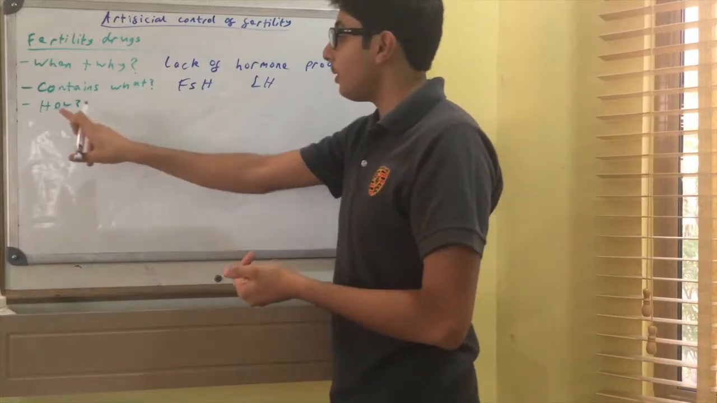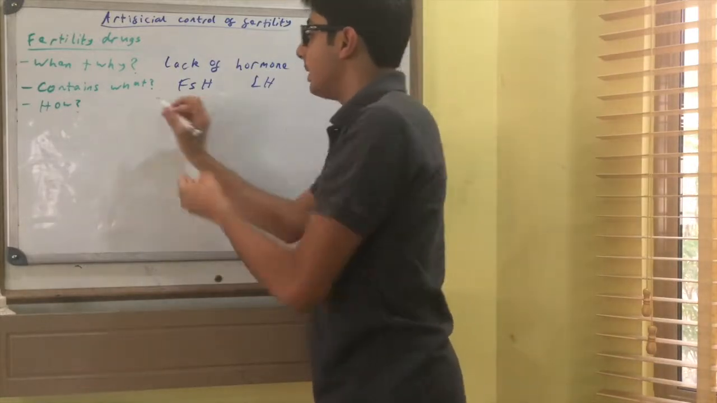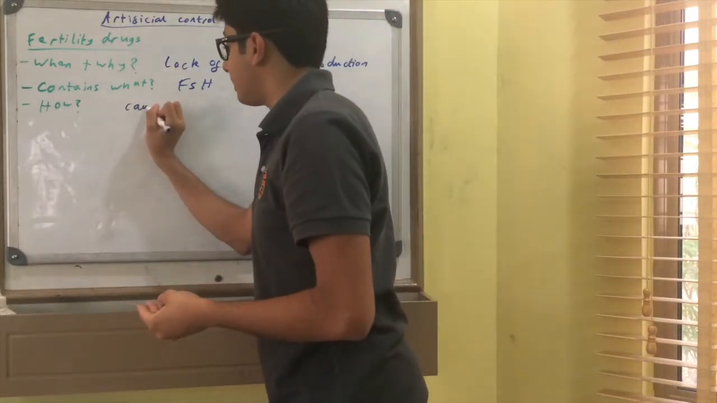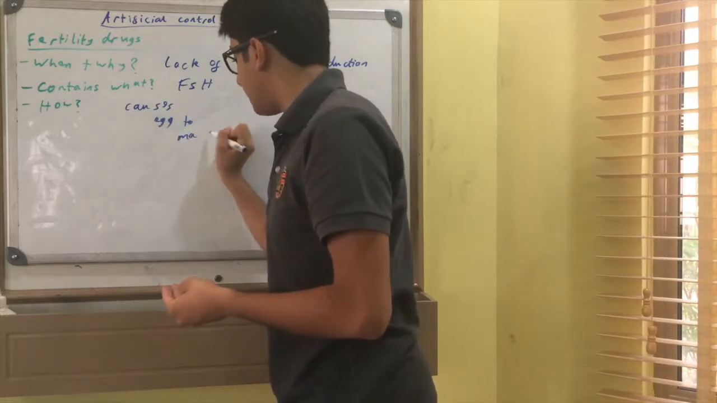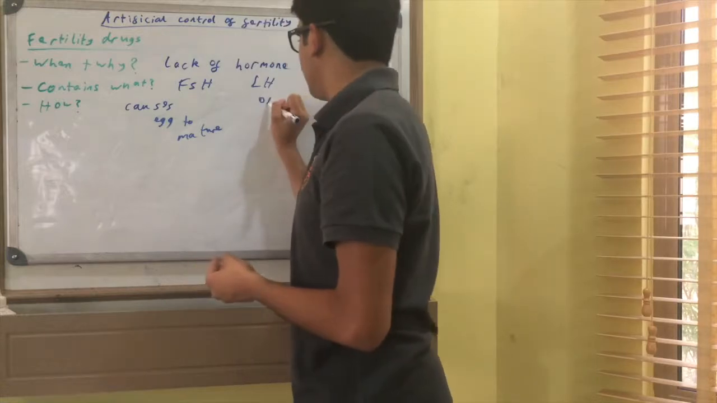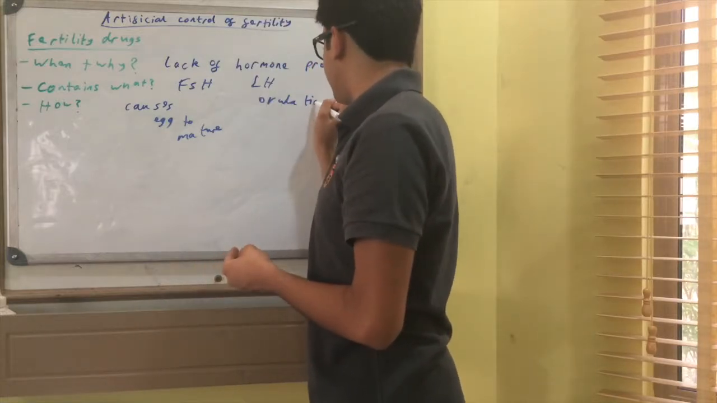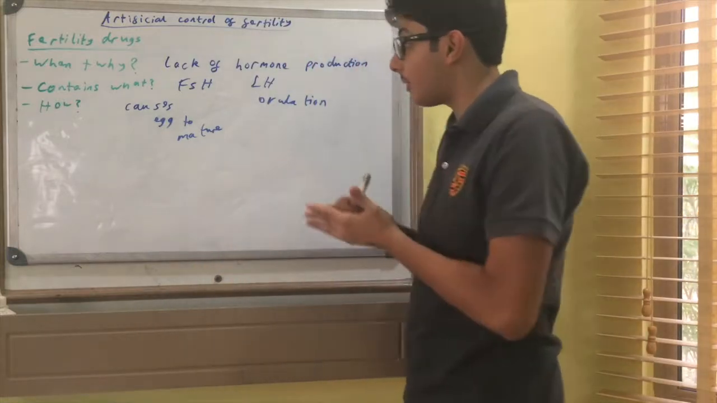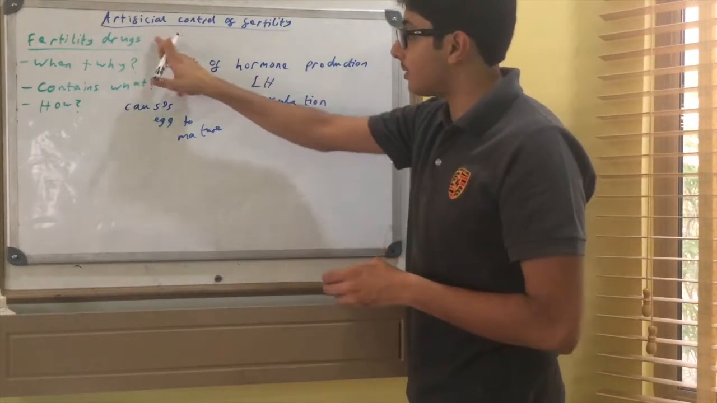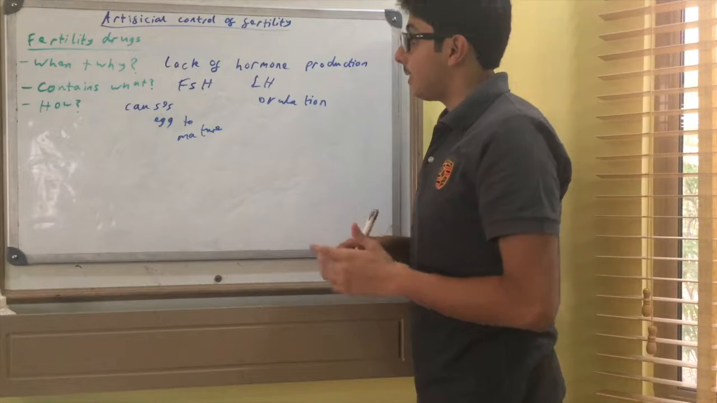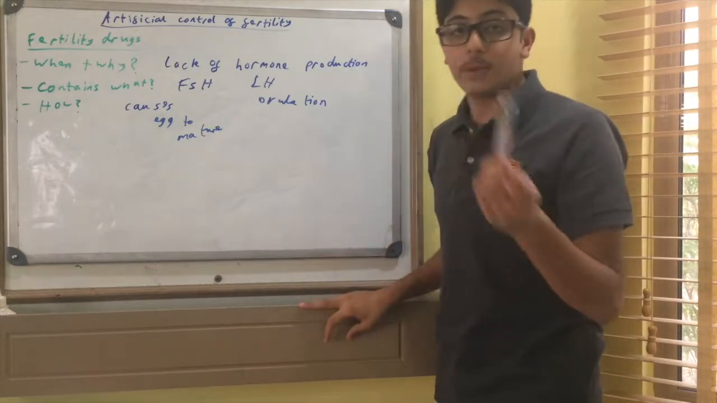So I just said how they do it. The FSH causes the egg to mature, and the LH allows ovulation, the egg to be released from the ovary, and if you fertilize the egg, then you will get pregnant. Fertility drugs are also used in IVF treatment, which we're going to talk about next.